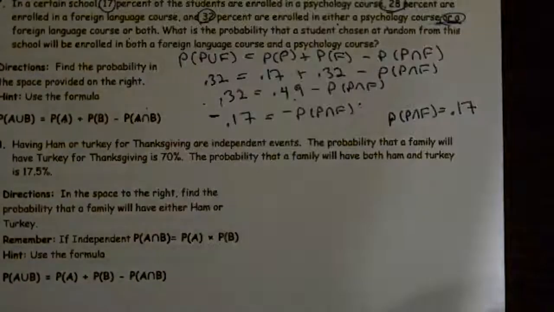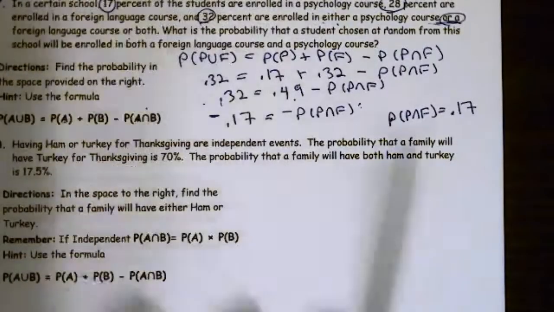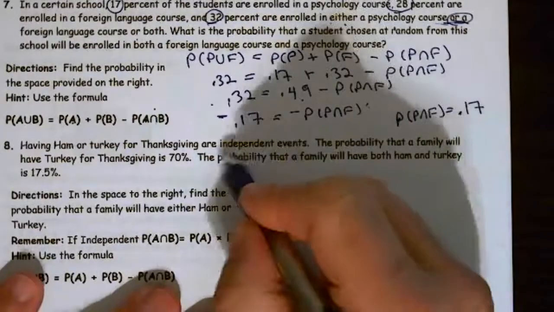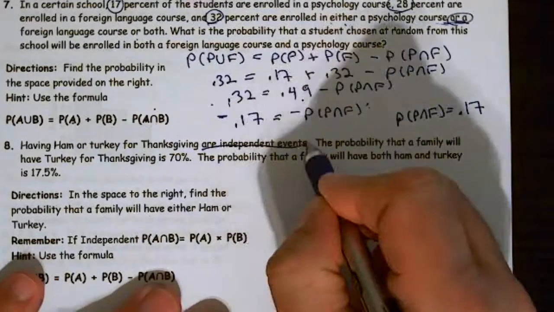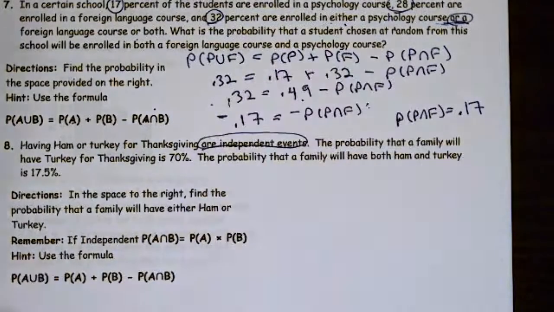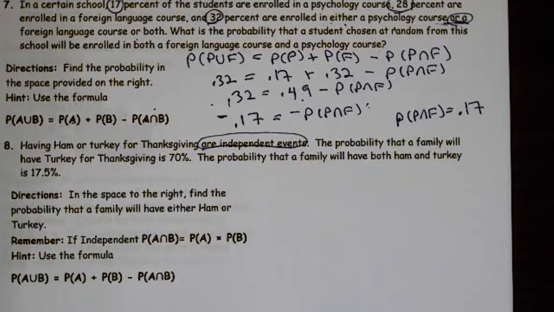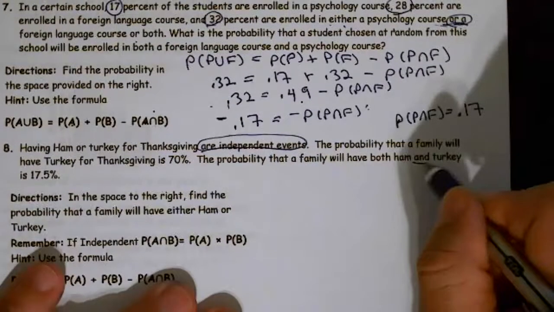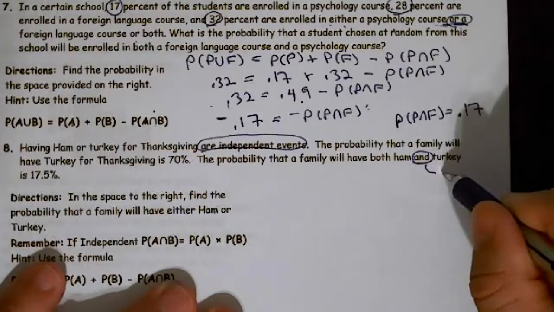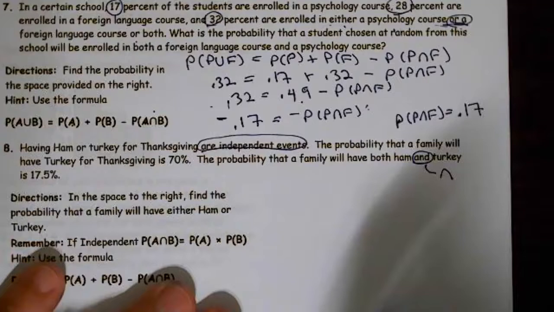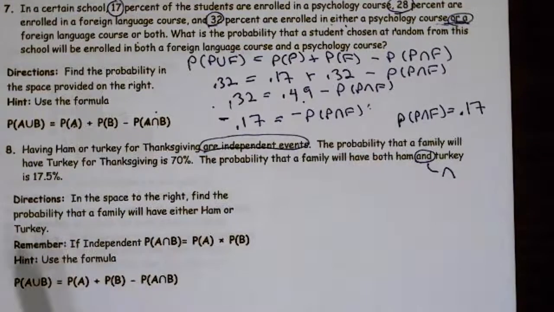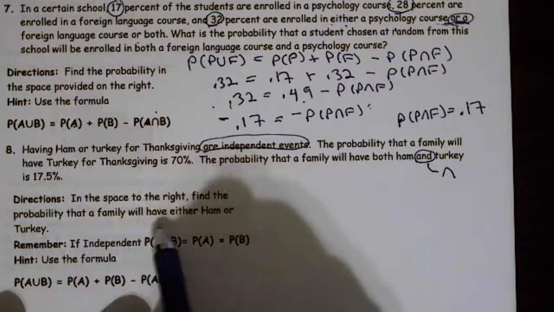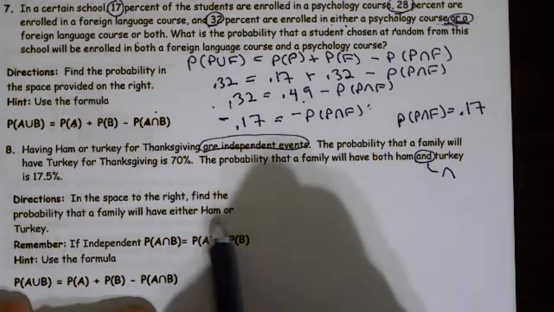Having ham or turkey for Thanksgiving are independent events. Oh, that's important. The probability the family will have a turkey for Thanksgiving is 70%. The probability the family will have both ham and turkey is 17.5%. That's important because that tells me this is the intersection. All right. Find the probability the family will have either a ham or a turkey.